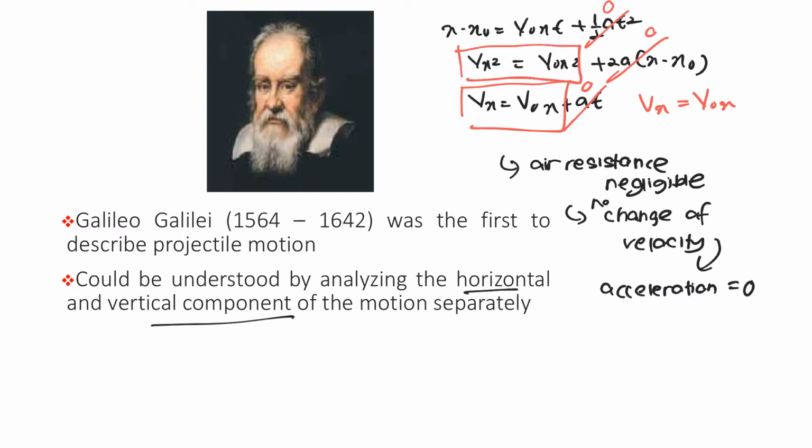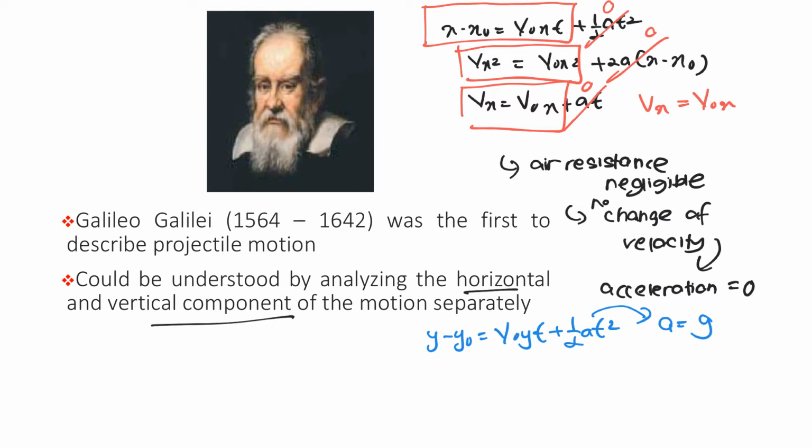The only formula you can use for the x component is x minus x naught equals v naught x t. For the y component, because it comes from the concept of free fall, you are going to have y minus y naught equals v naught y t plus half a t squared. Please take note, your a here is what? Yes, your gravitational acceleration. It is 0 only for the x component, not the y component.